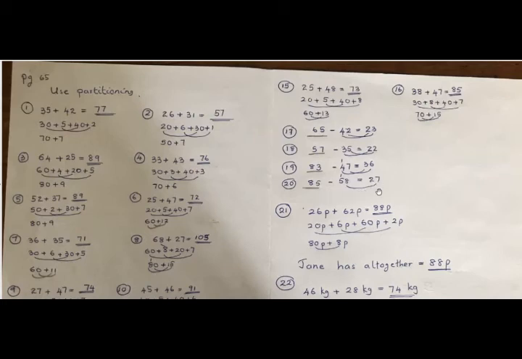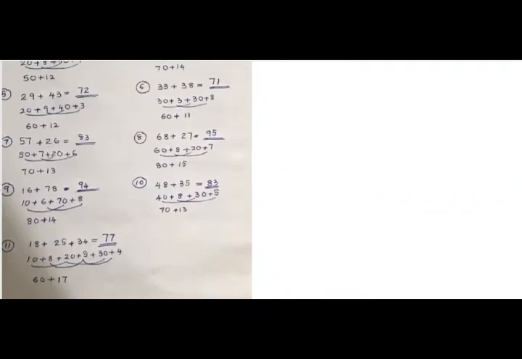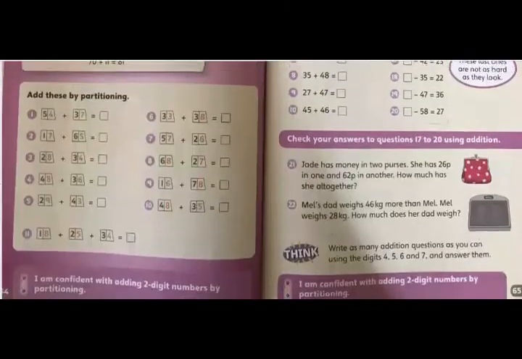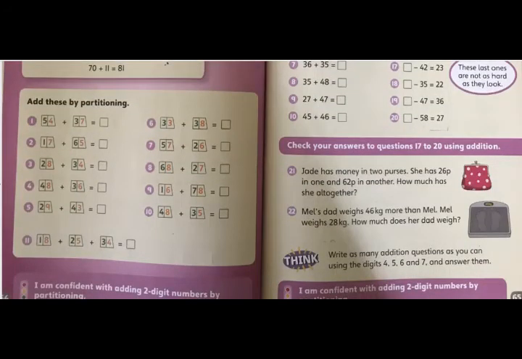Right. Now we'll move to the word problems. Shall we read the word problem? Okay. Here, question number 21. Jade has money in 2 purses. She has 26 pence in one purse and 62 pence in another. How much has she altogether?